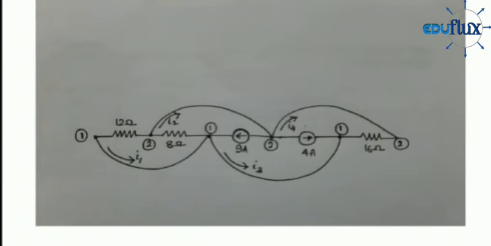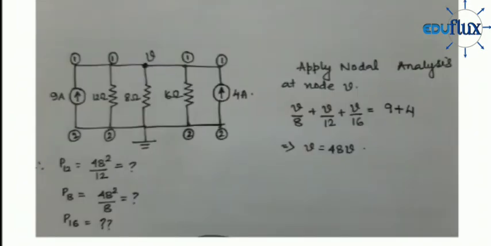Now based on this, let us draw the rearranged form of the circuit. See, between node 1 and node 2 we have this 9 ampere current source. Again between 1 and 2 we have this 12 ohm, and between 1 and 2 we have this 16 ohm. The 8 ohm is also between node 1 and 2 only. I have written it as V because I am going to calculate the voltage V here. Now in this circuit, let us apply nodal analysis.